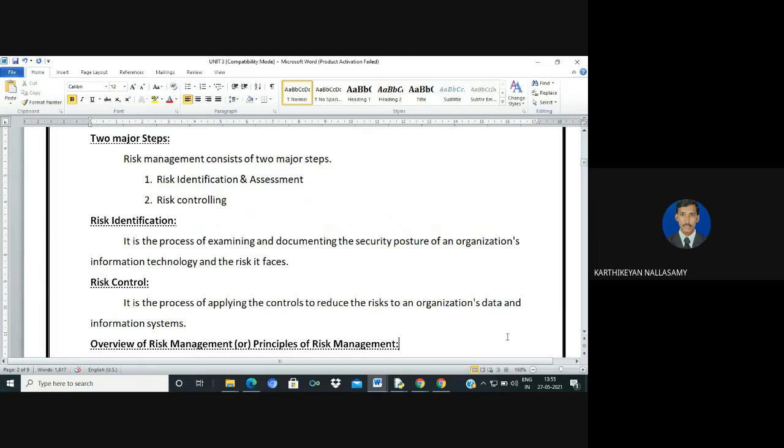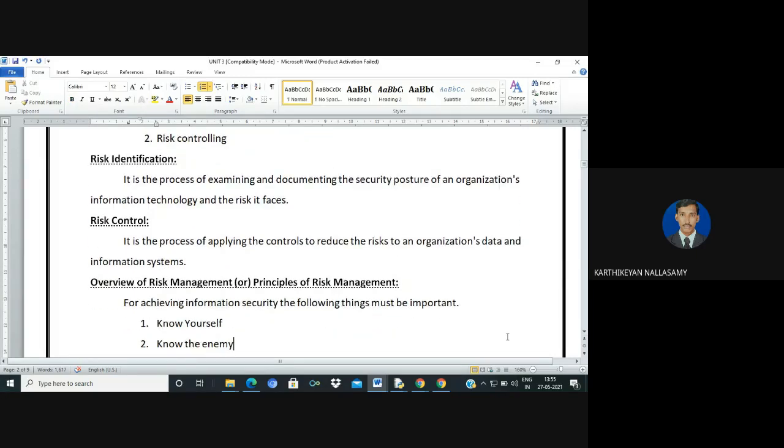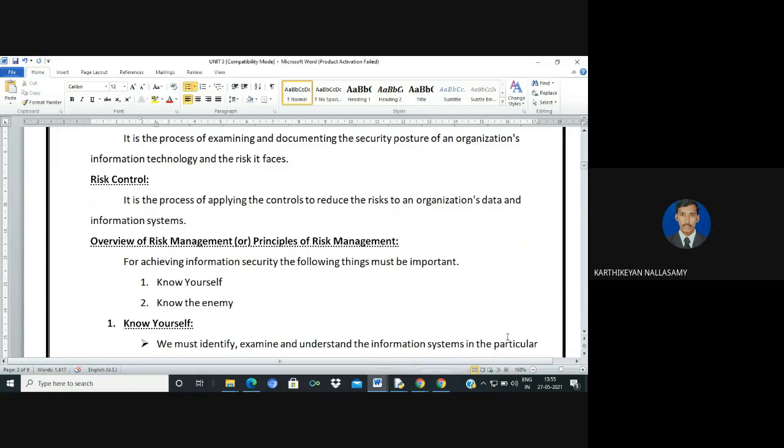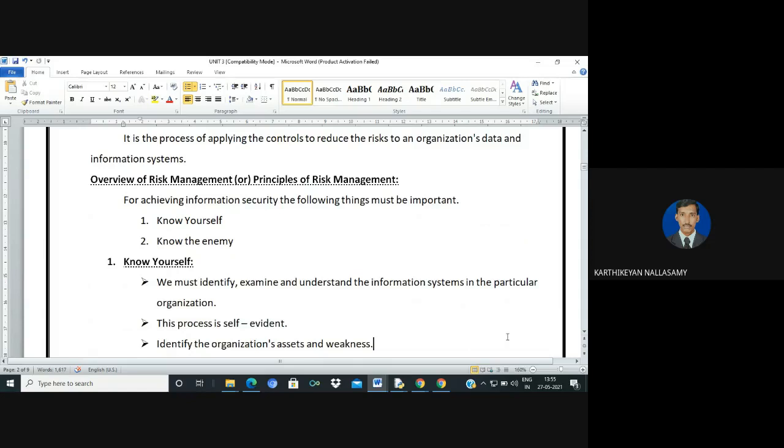Once the risks are identified, we identify the different methodologies for reducing them. To apply the concept of risk management, there are two basic principles that need to be considered. The first is to know yourself, and the second is to know your enemy.